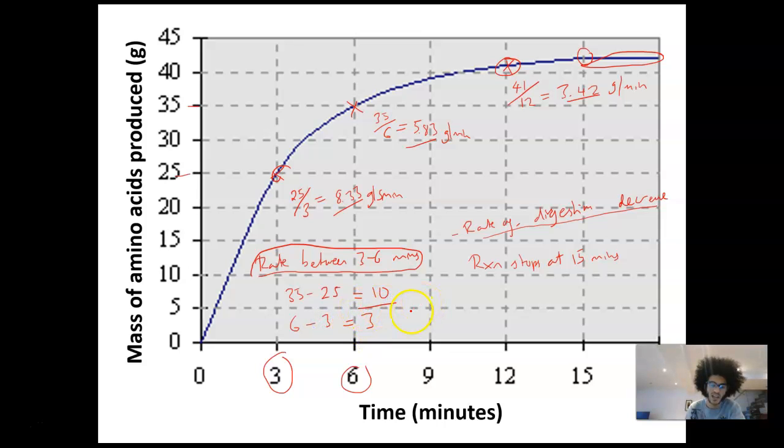So your calculation actually is 10 divided by 3, which is 3.33 grams per minute. So there's a difference between working out the rate between two different points, which is this type of problem, and the rate at a particular point, which are the problems which I tackled earlier. All right. Now that's a kind of graph that you might get a lot of, the production of something.